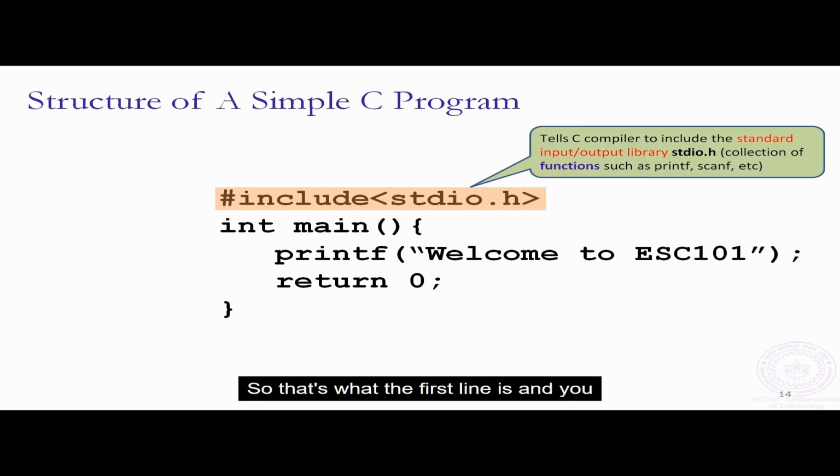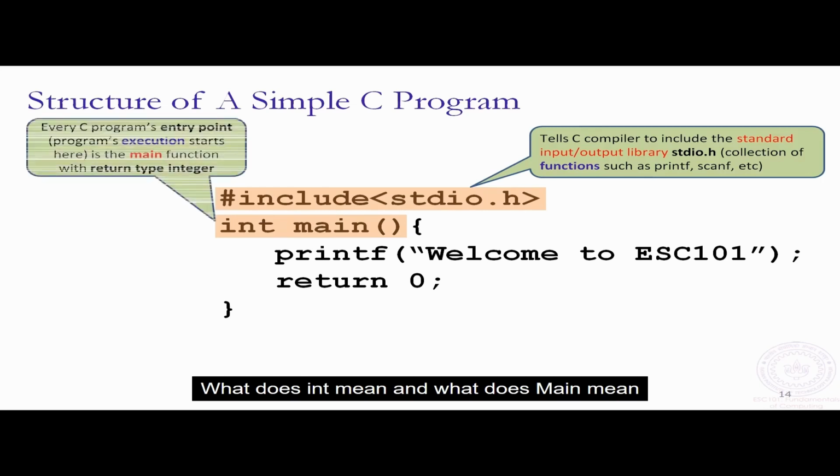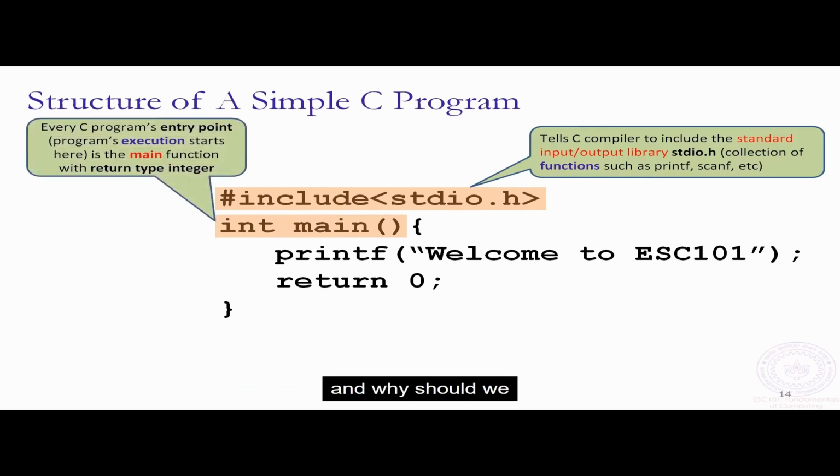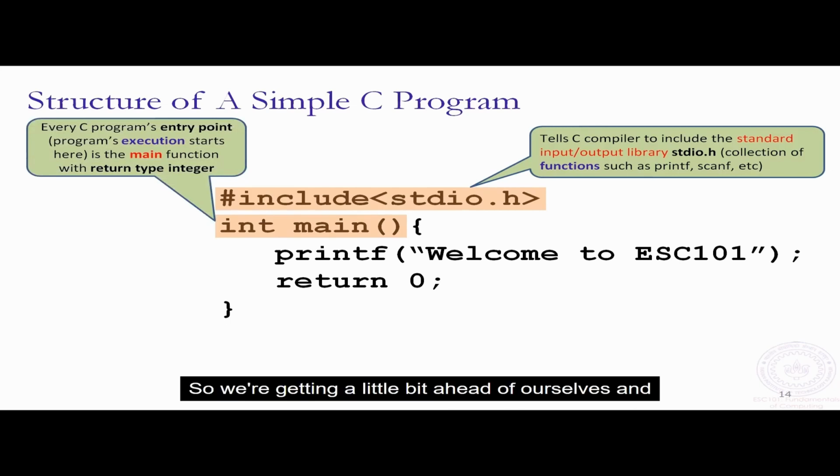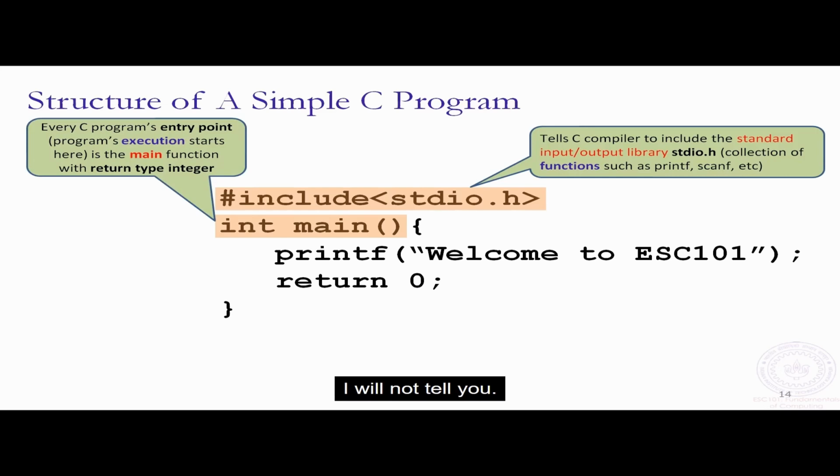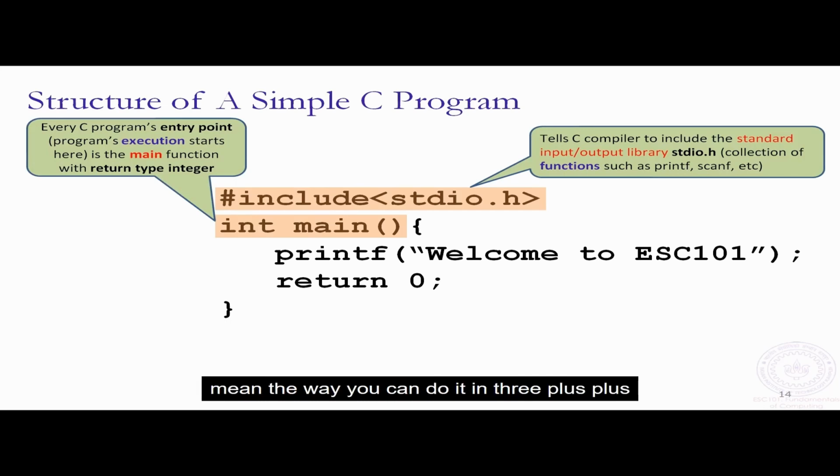So that's what the first line is, and you get some picture of it. Now, what do we have here? What does int mean, and what does main mean, and why should we write it this way? So we're getting a little bit ahead of ourselves, and I will not tell you in great detail why it has to be int main and not, for example, void main, the way you can do it in C++.